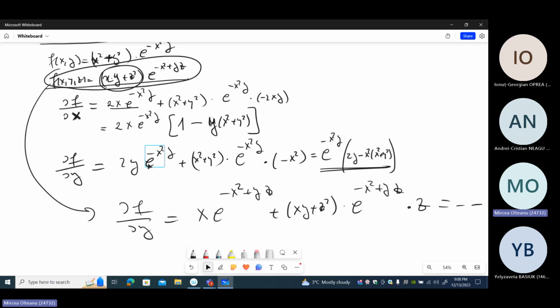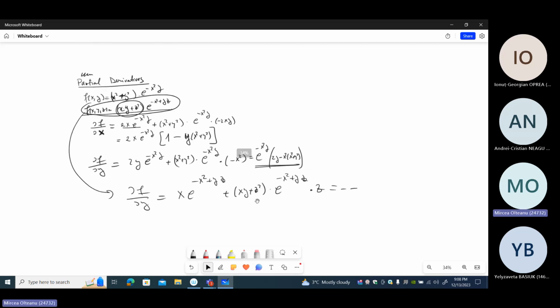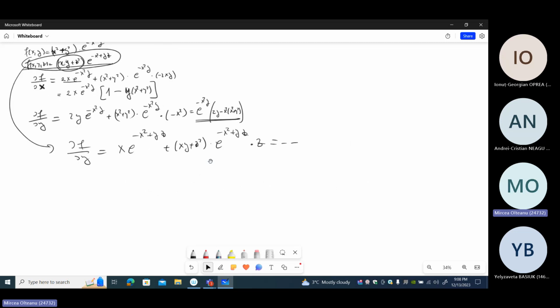Okay. So if you have any question about computing partial derivatives, or maybe if you have an example or an exercise that you think is more difficult, please tell me and we shall try to solve it. Okay, if not, let's continue with higher order partial derivatives.